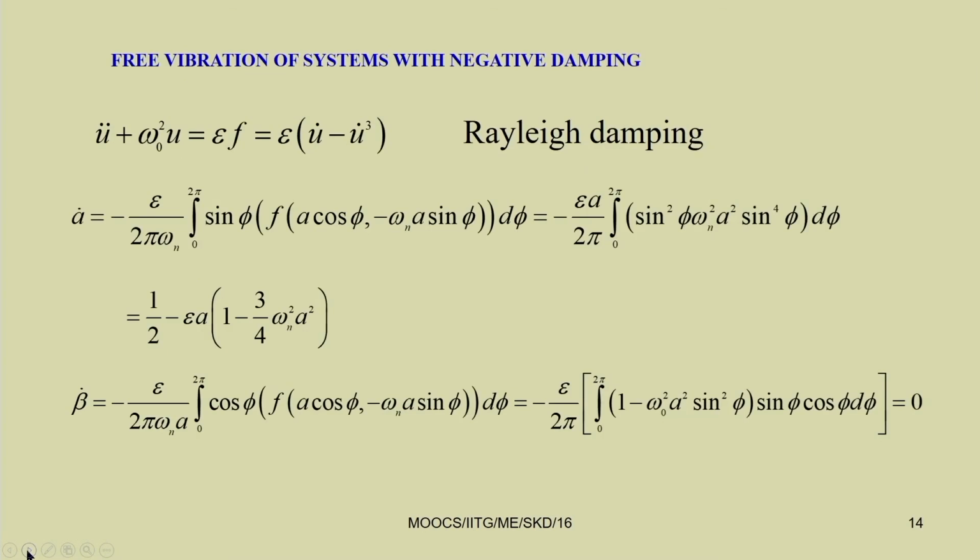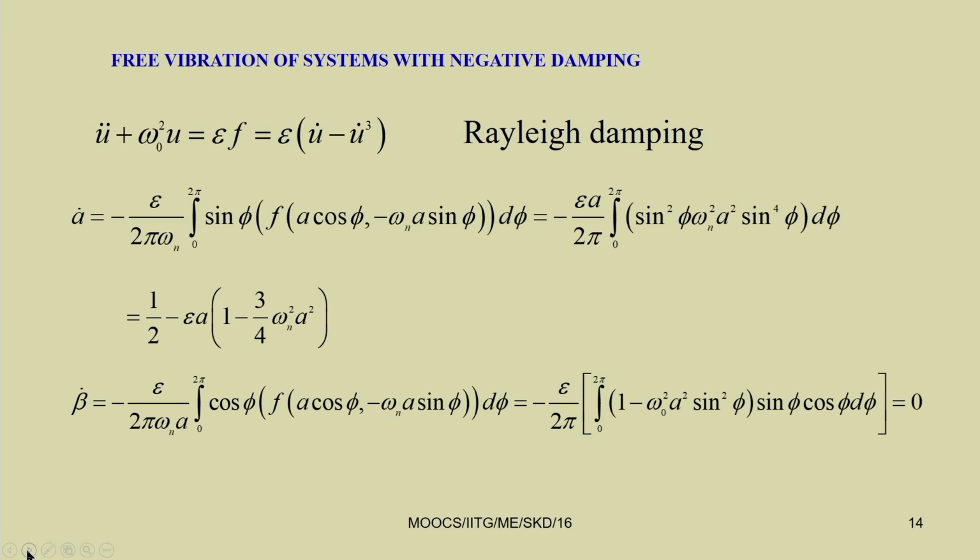So, let us see one more type of system. Here we will take the Rayleigh damping. In case of Rayleigh damping, the equation can be written in this form, that is u double dot plus omega 0 square u equal to epsilon f, equal to epsilon into u dot minus u dot cube. Here you are already familiar with this Rayleigh damping, and you know that it will lead to a limit cycle.